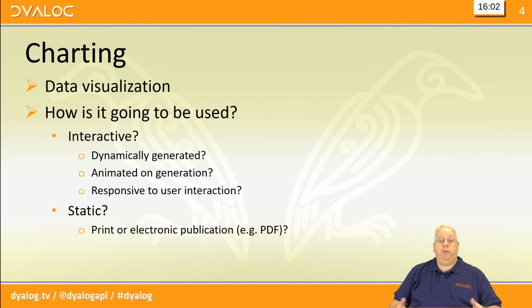So one of the things you need to ask is, how is the chart that you're developing going to be used? Is it going to be interactive? Is it going to be generated dynamically based on some user input or some data that you're retrieving from somewhere? Do you want it to be animated when the graphic appears? Also, do you want it to be responsive to user interaction? If the user hovers over a data point, do you want to drill down on that data point or display some additional information? Or in some cases, you might have a static application for your chart, in which case you're going to be incorporating it into some sort of print or electronic publication, like a PDF file.